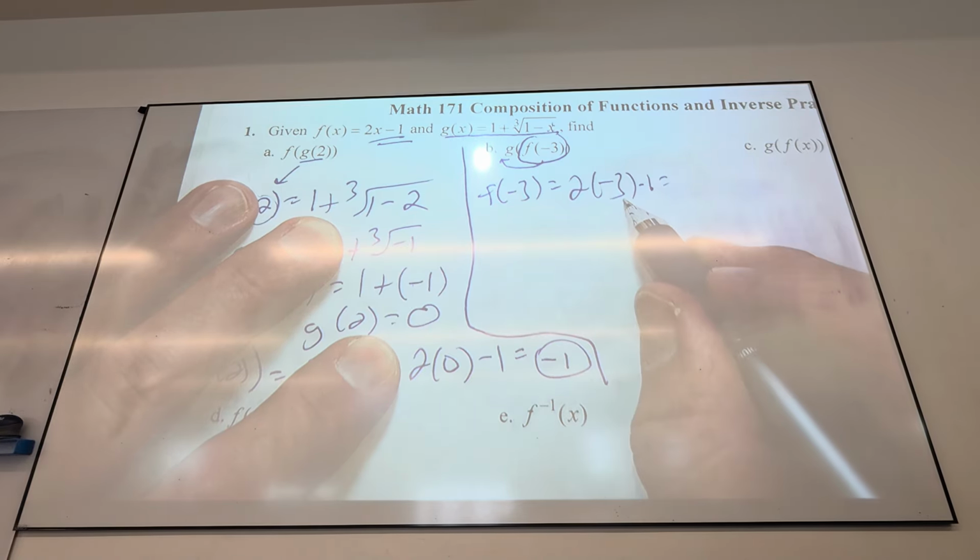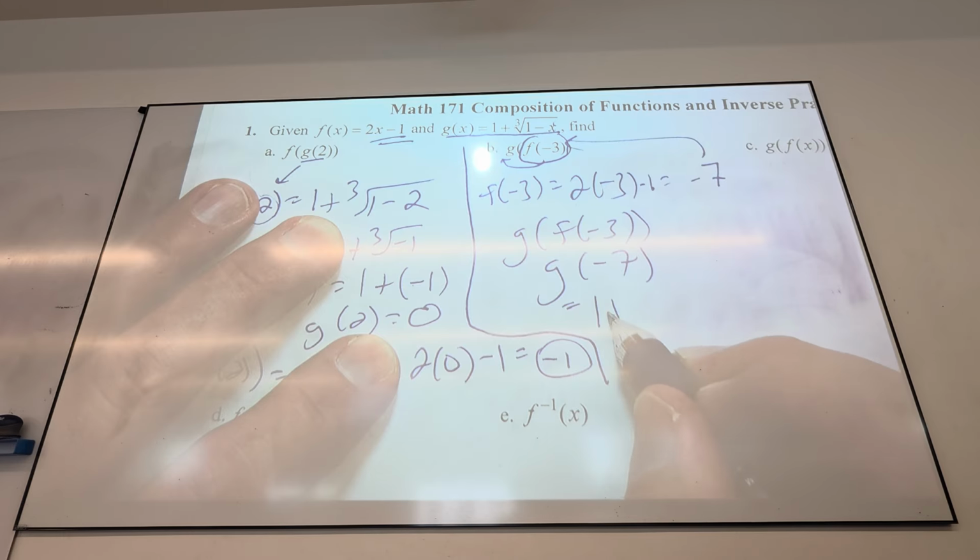Twice negative 3 is negative 6 minus 1. Now I know what I'm shoving into g. f of negative 3 is negative 7. This is 1 plus the cube root of 1 minus negative 7.